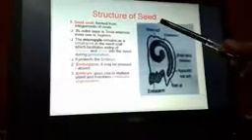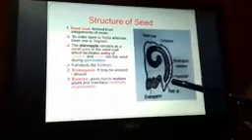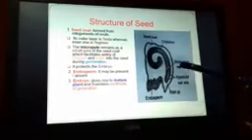Now the structure of the seed. The seed coat is formed from the integuments of the ovule. Its outer layer is the testa, and the inner one is the tegmen. The micropyle remains as a small pore in the seed coat which facilitates the entry of oxygen and water into the seed during germination.